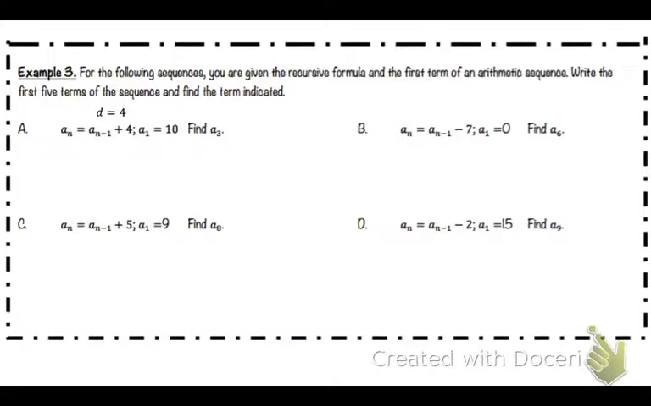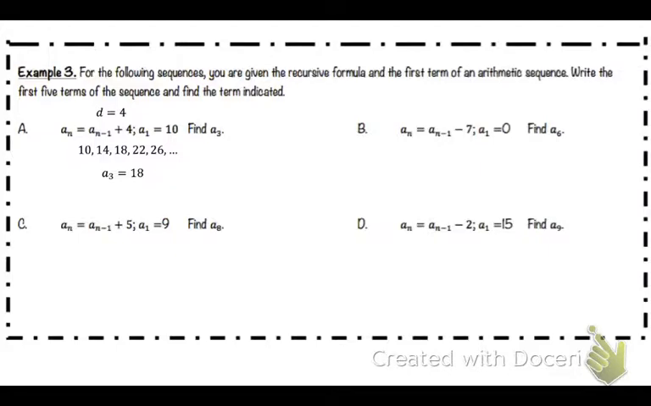So my common difference there is 4. And the first term is 10 because that was given to me. So I can do 10, 14, 18, 22, 26, 30, 34, 38, so on and so forth. And so a sub 3 is 18.